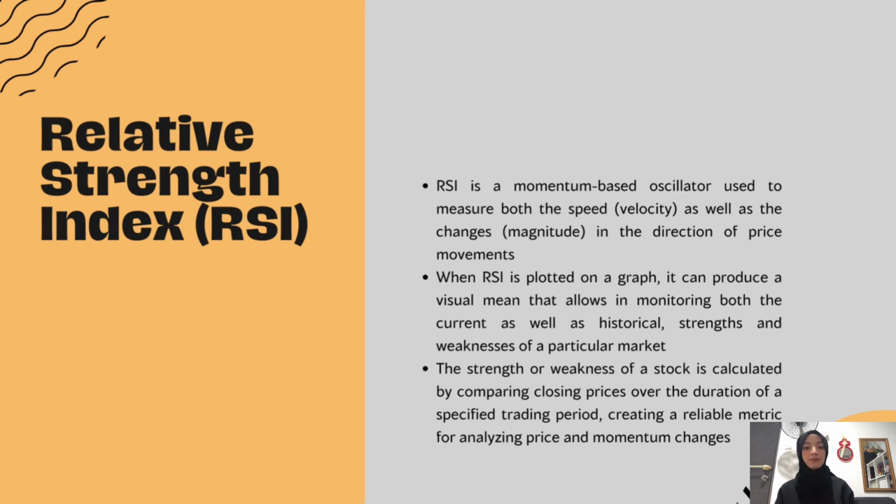RSI is a momentum-based oscillator that is used to measure both the speed, velocity, as well as the changes in magnitude and direction of price movement. It is a very effective and popular indicator for taking price momentum into account. As such, when RSI is plotted on a graph, it can produce a visual means that allows monitoring of both the current as well as historical strengths and weaknesses of a particular market at a glance.